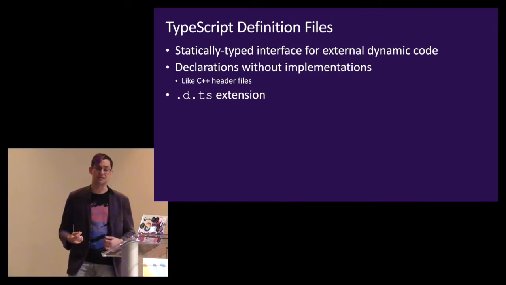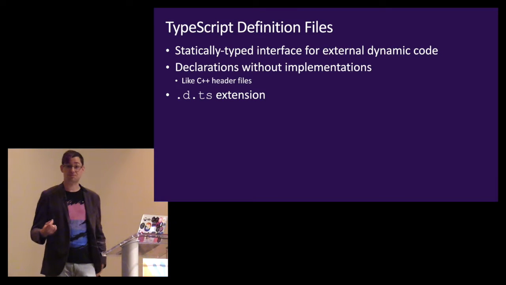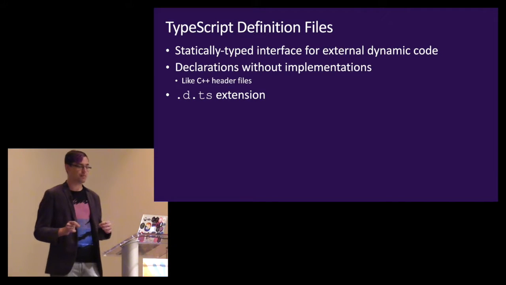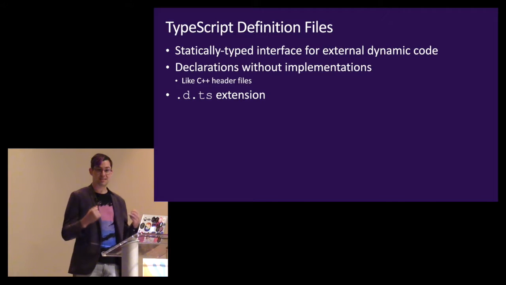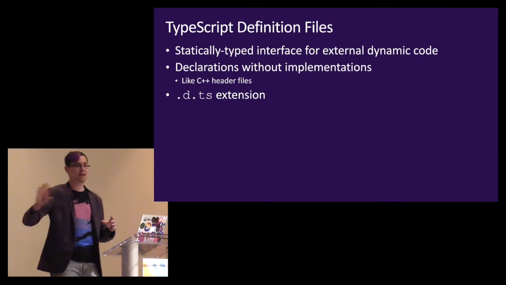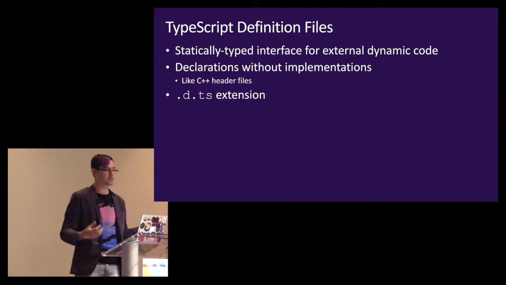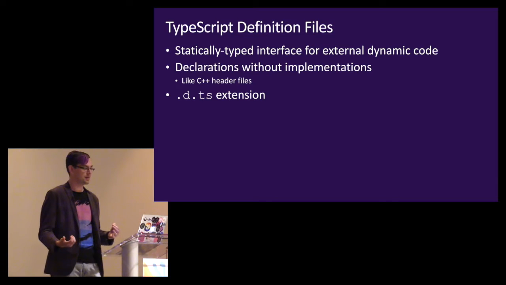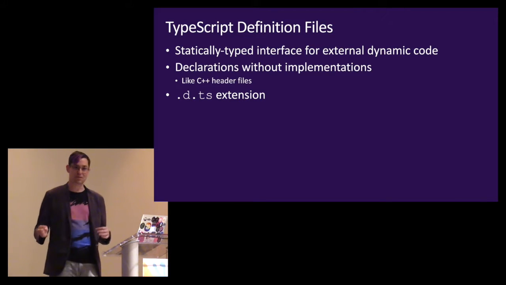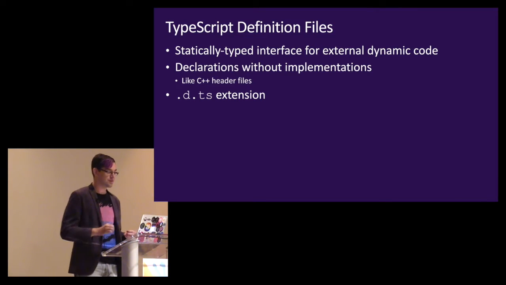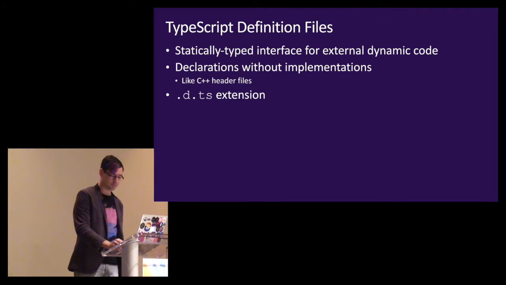Well, TypeScript has this concept called TypeScript Definition Files. And this is a special type of file in which we create this statically defined interface that basically specifies the contract for the external code. It is a declaration of all the types, but there's no actual implementation behind it. So if you've ever worked with C++ before, a TypeScript definition file is basically like a C or C++ header file. And these files have a .d.ts extension.